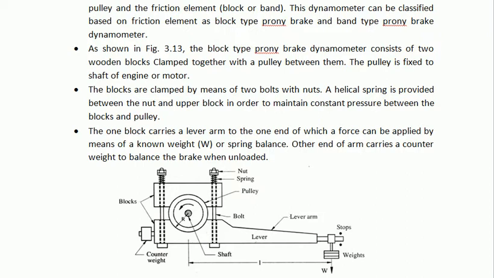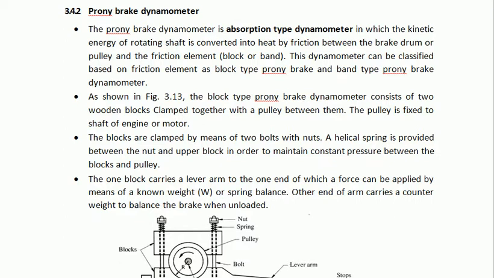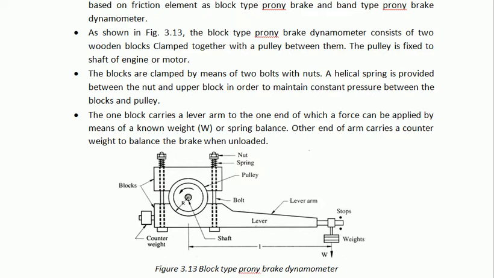Friends, this is a Prony brake dynamometer and it is an absorption type dynamometer. As we said, whatever power or energy is generated is absorbed in terms of friction and released in terms of heat. So I'll show you the working of this. Now this is the flywheel of an engine shaft, connected to the engine. This is the spring loaded wooden block, and this is the lever operated wooden block.